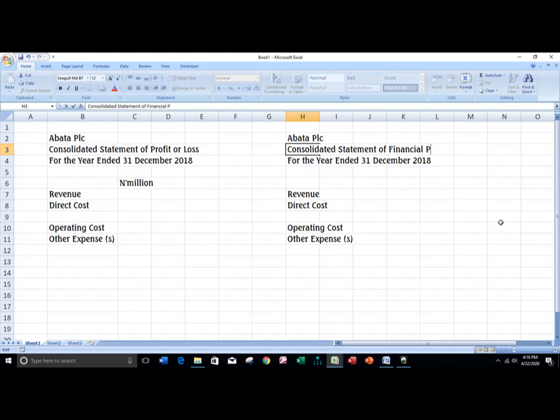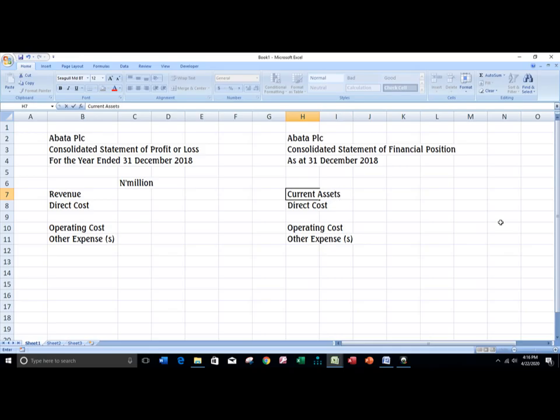Statement of financial position. I hope you're following. Good. Brilliant. It is not for the year, it's always as at. So don't make that mistake. It's always as at 31st December 2018. So the items you are likely going to see there will be under current assets.